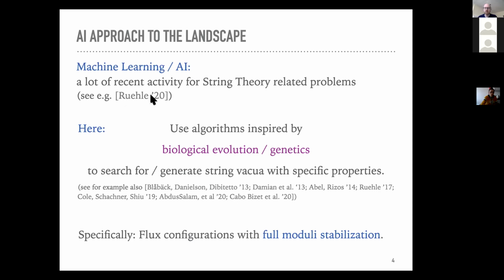And so the strategy I would like to talk about today is to use certain algorithms which are inspired by biological evolution or genetics, and therefore also called evolutionary or genetic algorithms, to search for or generate string vacua with very specific properties, and to see if we can find desired vacua in the string landscape. Again, there were previous attempts going in a similar direction. I probably forgot some papers, and I apologize for that. The idea here is to specifically search for flux configurations where, for example, all moduli are stabilized, and we want to see how generic these are in the string theory landscape. Are they hard or are they easy to find?